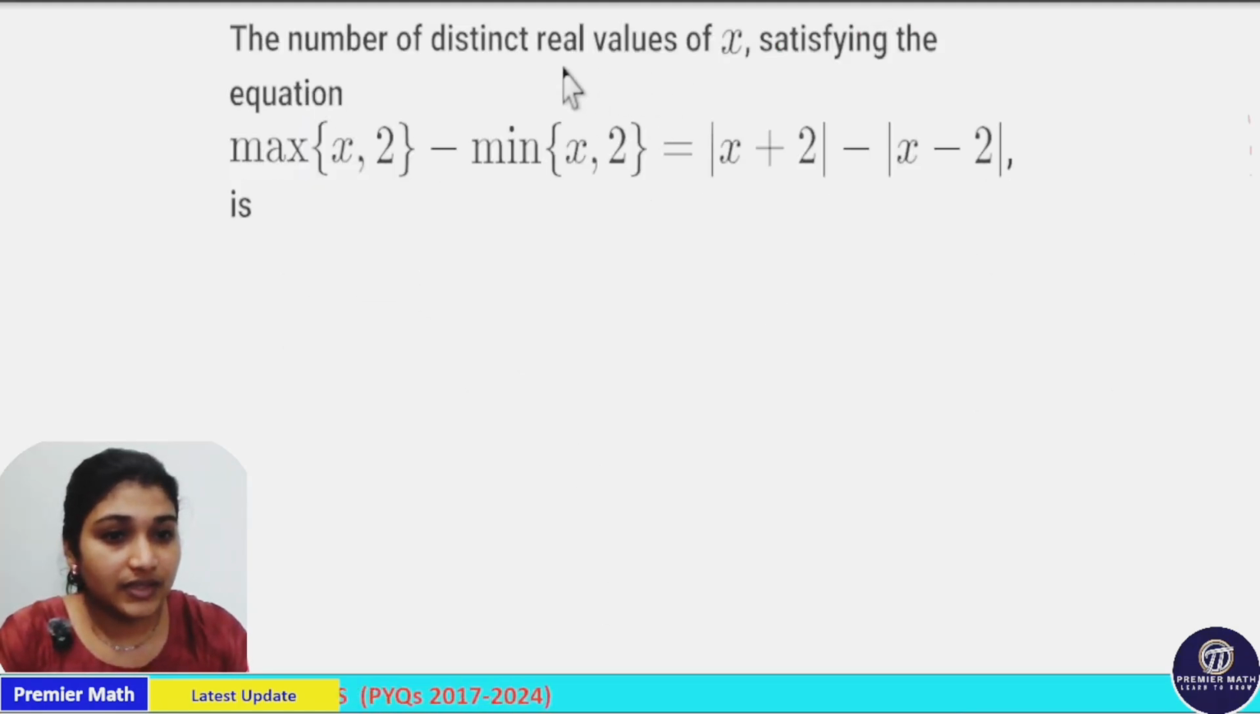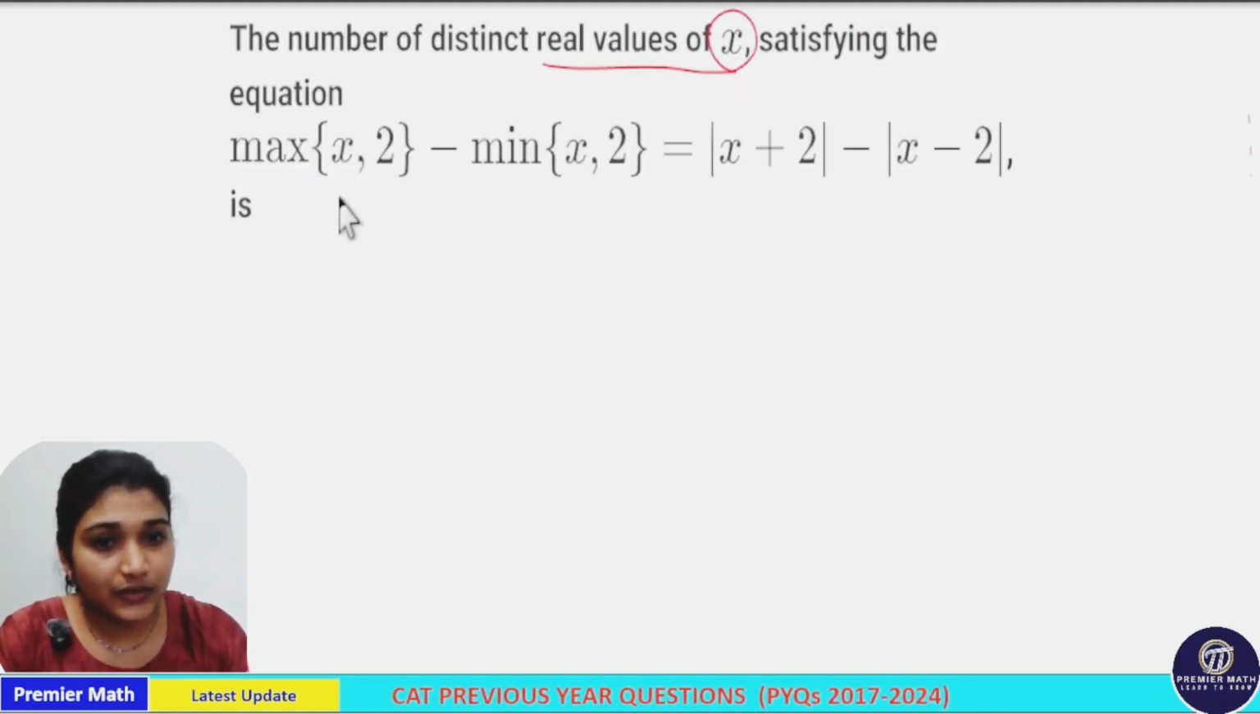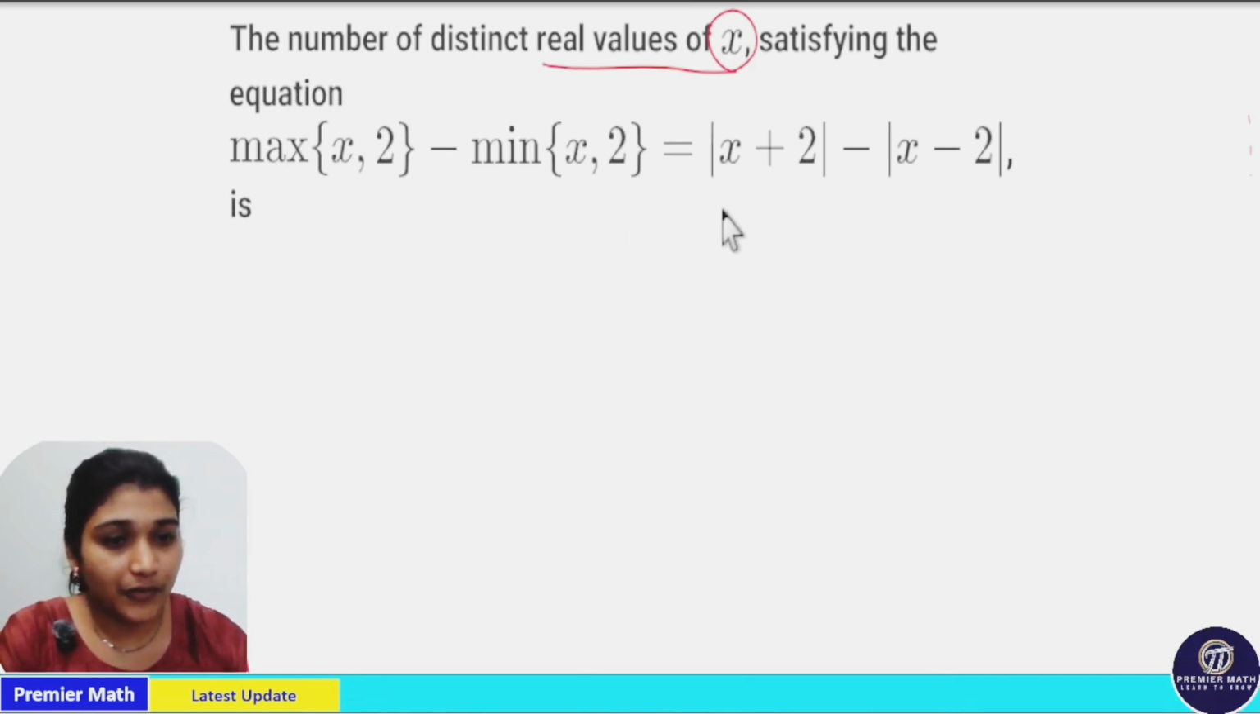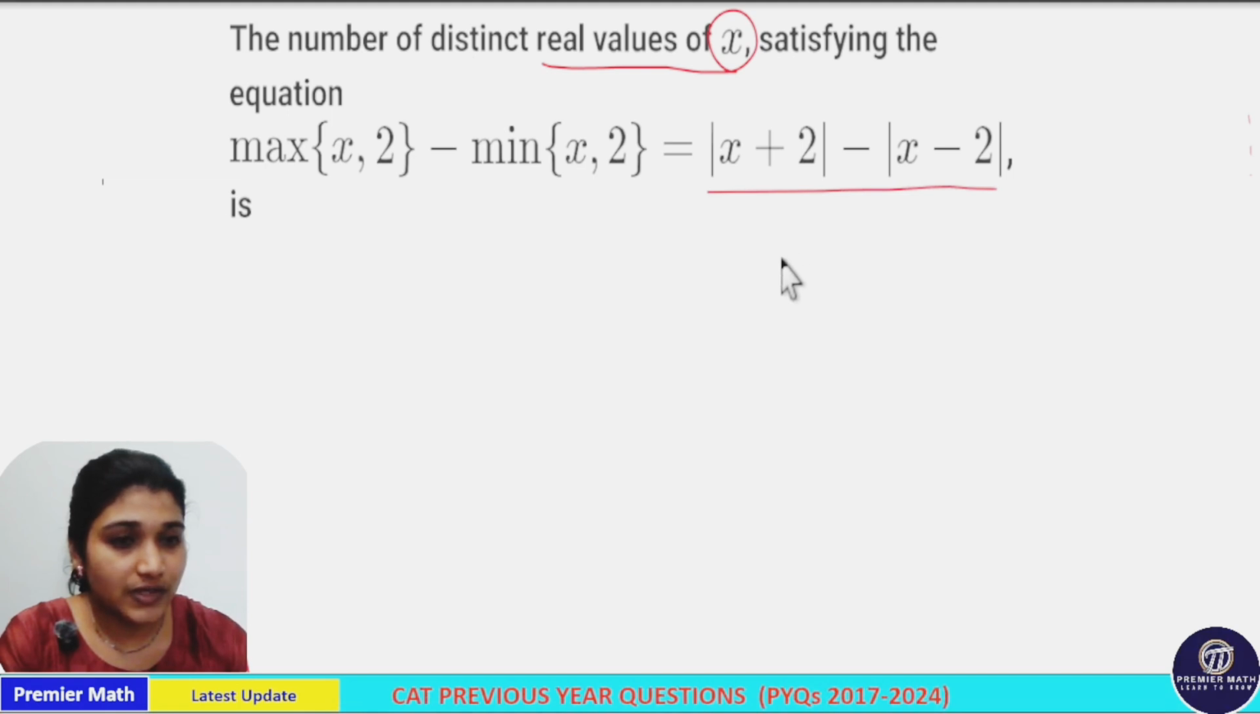The number of distinct real values of x satisfying the equation max(x, 2) minus min(x, 2) equals |x + 2| minus |x − 2| is... Here in the LHS we can have two conditions, and in the RHS we can have four conditions.